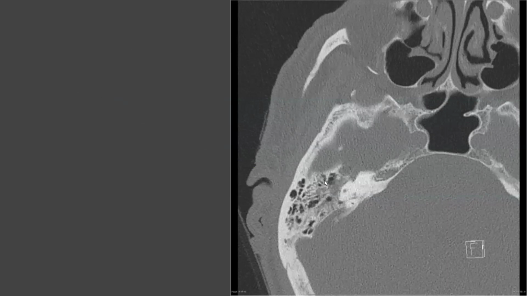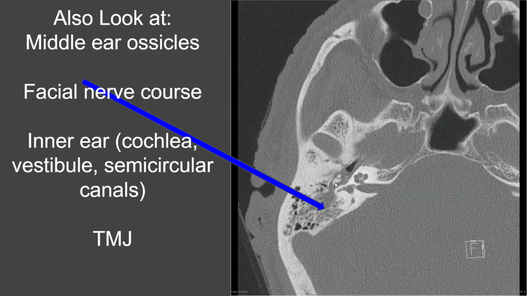But we also need to pay attention to things like the middle ear ossicles. So we see the malleus and incus right here. Here's our cochlea again, right? The basal turn out here, the middle turn right here, the modiolus, which is that normal spongy bone, the only part of the cochlea that should be dense. We see this interscalar septum, which is between the basal turn and the middle turn. We see the internal auditory canal.